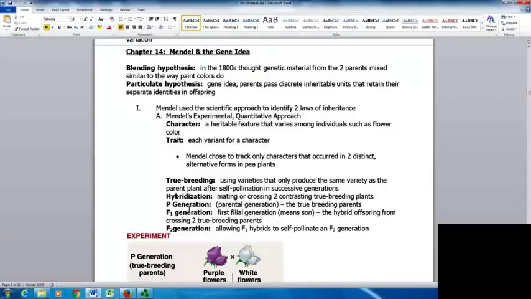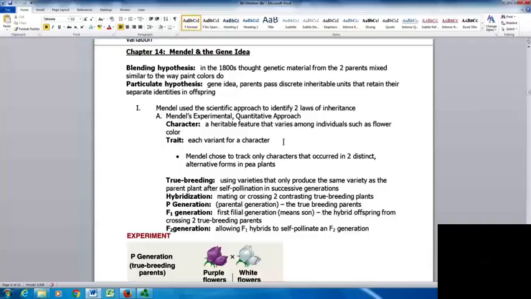So the traits would be passed from the parents, and the offspring would inherit one or the other trait that would be manifested in the offspring. Mendel used the scientific approach to identify two laws of inheritance. The character is a heritable feature that varies among individuals, such as flower color, and the trait is the variant for a color. So the trait would be either purple or white flowers in the example we're going to use below.